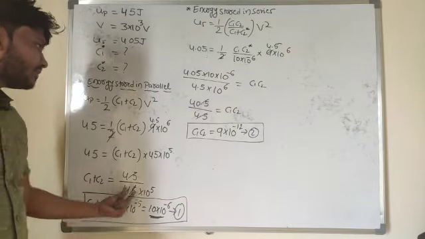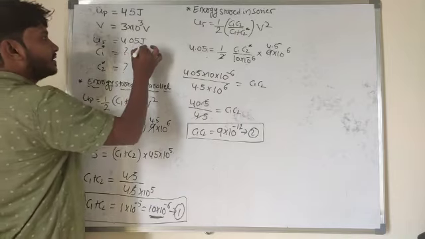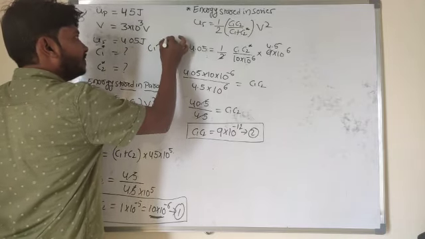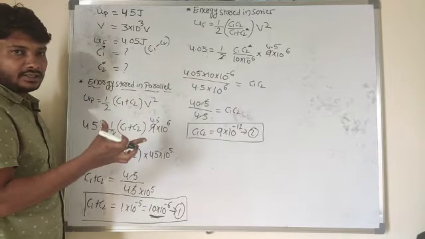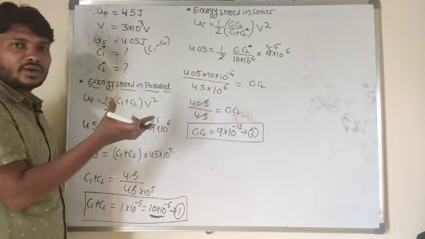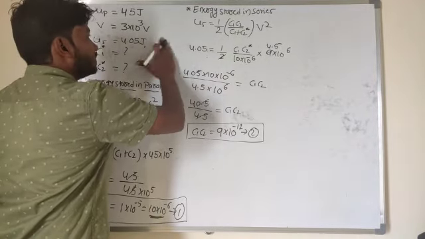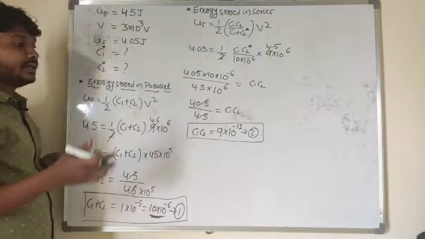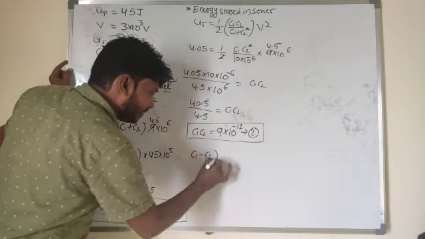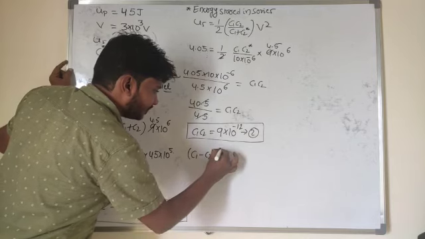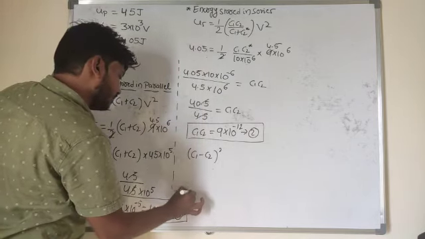I got C1 plus C2 and C1 into C2. So in order to get the individual capacitance values, I want to get C1 minus C2. Why? Because with C1 plus C2 and C1 minus C2, if I get these two equations, I can easily get the individual capacitance values. So in order to get C1 minus C2, I have a general formula, C1 minus C2 whole squared. So I will use that generalized formula here.